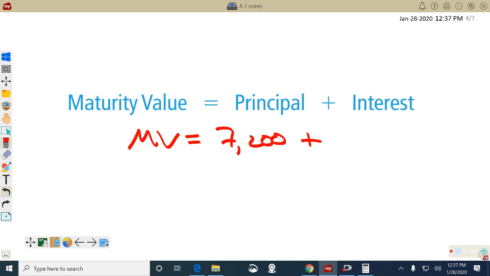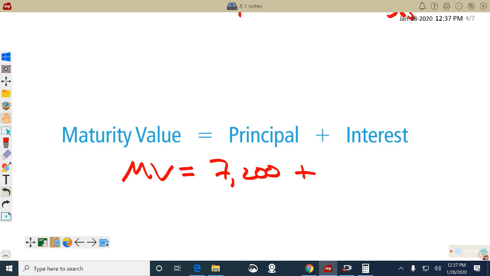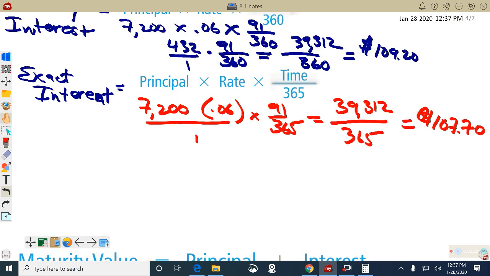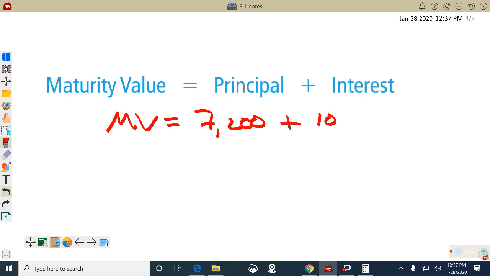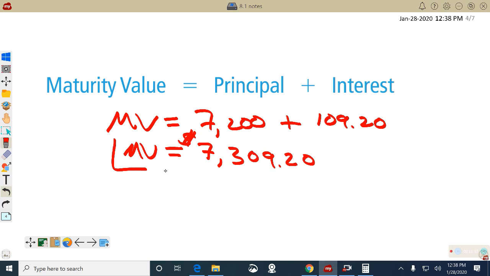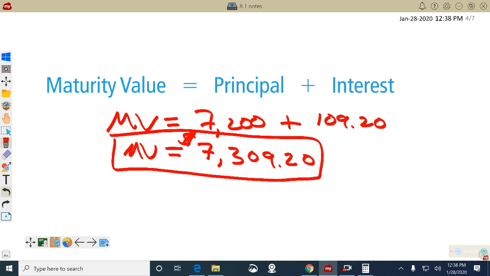Come on. The interest, we're going to have two scenarios. We'll have one for ordinary, one for exact. Let's do the ordinary first. The ordinary interest was 109.20. I'll do ordinary first. Turn it off, please. Thank you. So 7,200 plus 109.20 is going to be 7,309 and 20 cents. That's the maturity value. But that's for ordinary interest. Let's do one more maturity value for exact interest because assignment 36 has both scenarios.